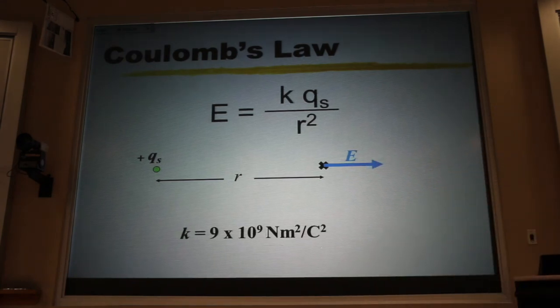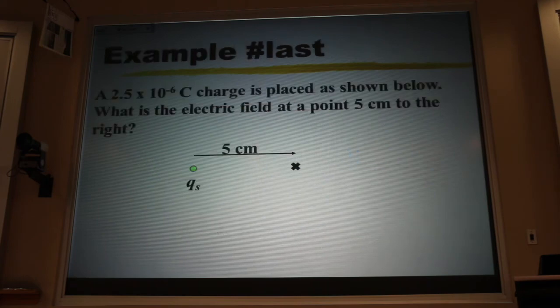That constant, 9 times 10 to the 9, will be on the front page of the exam. It's called Coulomb's constant. Now let's look at the last example. I have a 2.5 microcoulomb charge. It's placed right there. And we want to find the electric field at a point 5 centimeters to the right.